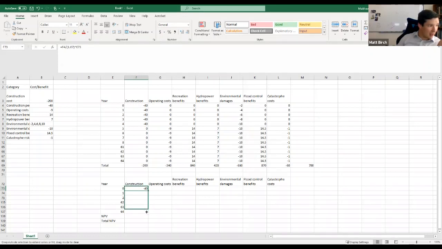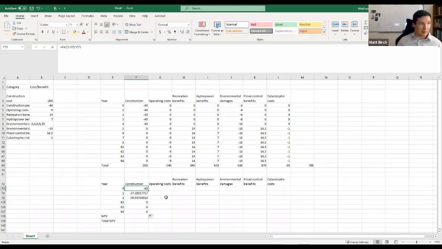We drag these down. You see that the $40 million in year 1 is $37.38 million today. The $40 million in year 2 is $34.9 million today. And then I didn't show 3 and 4, but they're in there.